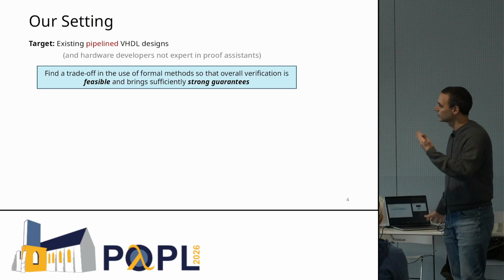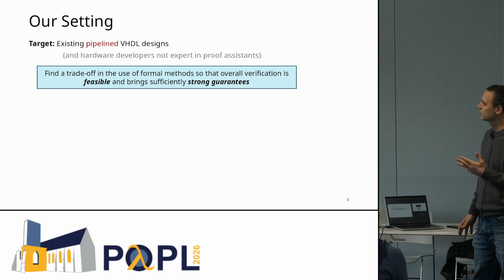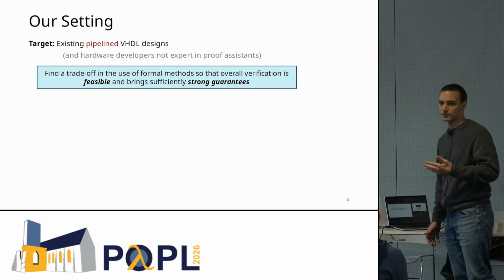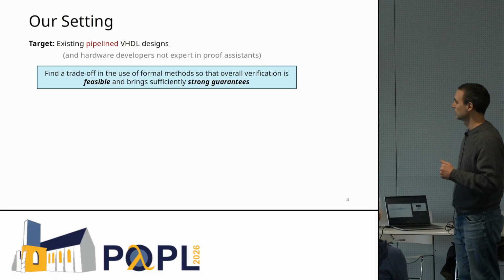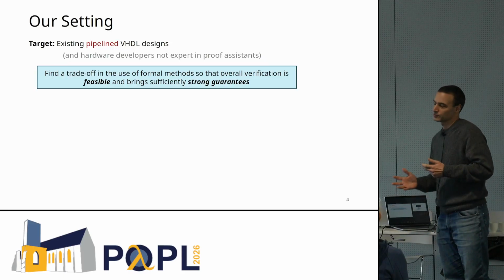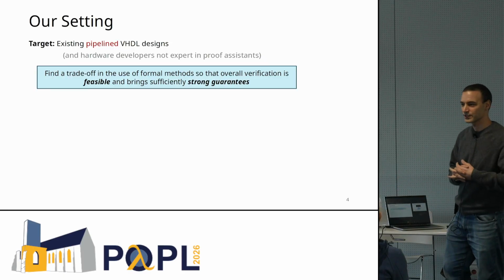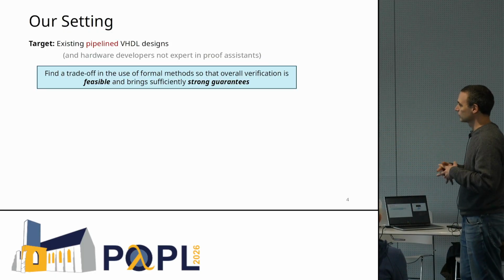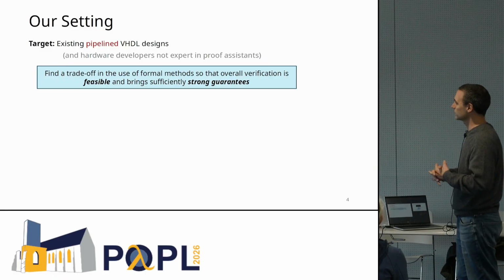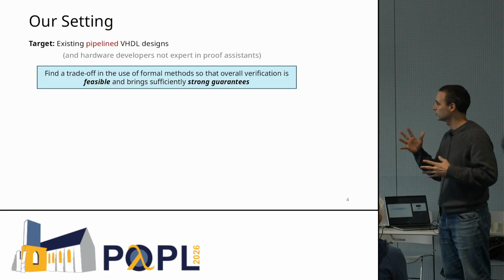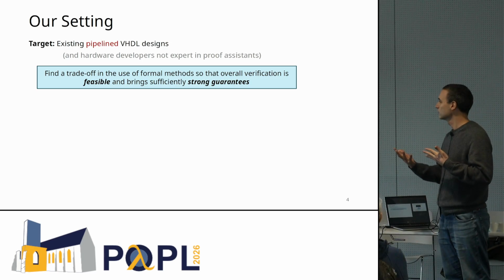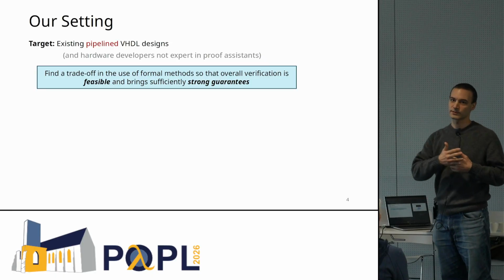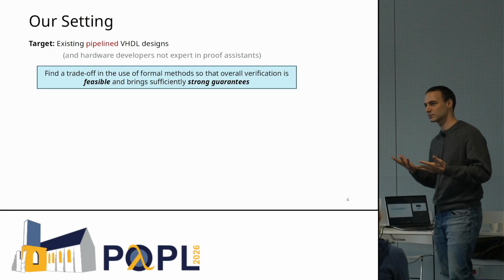So in our setting, indeed, our targets are existing pipeline designs in VHDL, very low-level VHDL, and we had hardware developers who will not use your favorite proof assistant. So they have their own tools, they know what they're doing, and they will not use something else. So this was given, and our goal was to actually find a trade-off to use the formal methods to have strong guarantees, but also have something feasible within reasonable budget and time.